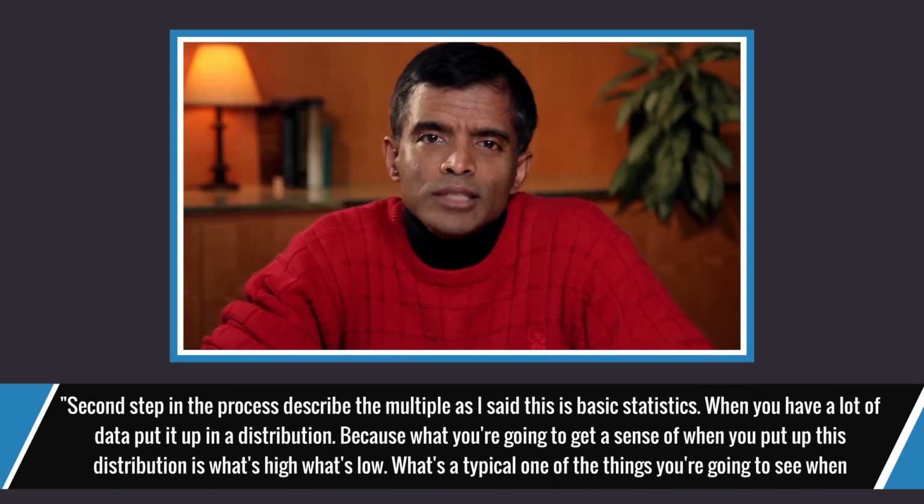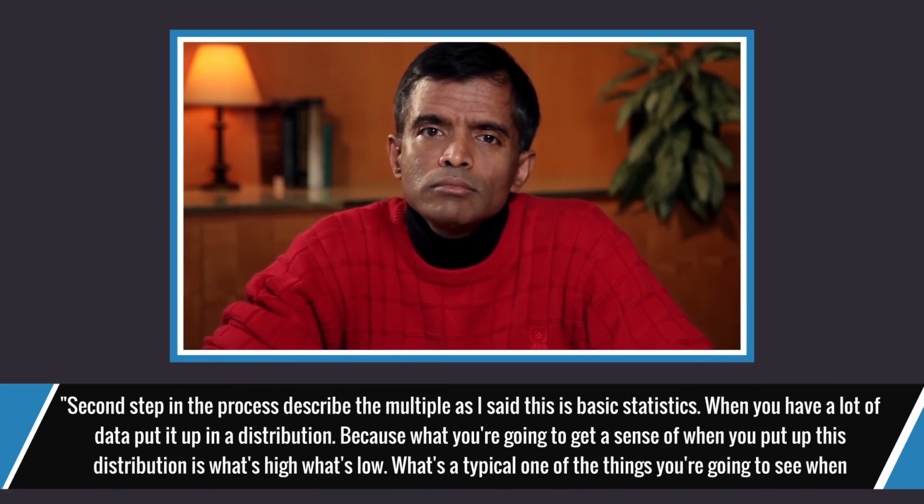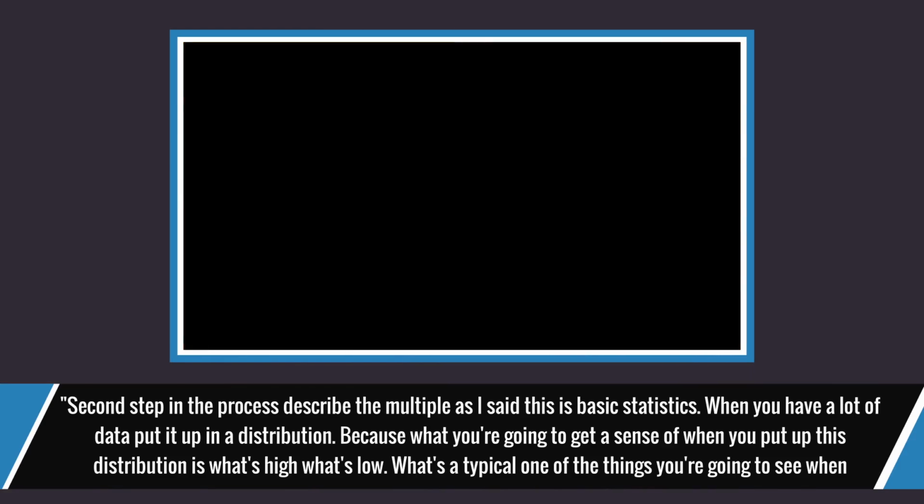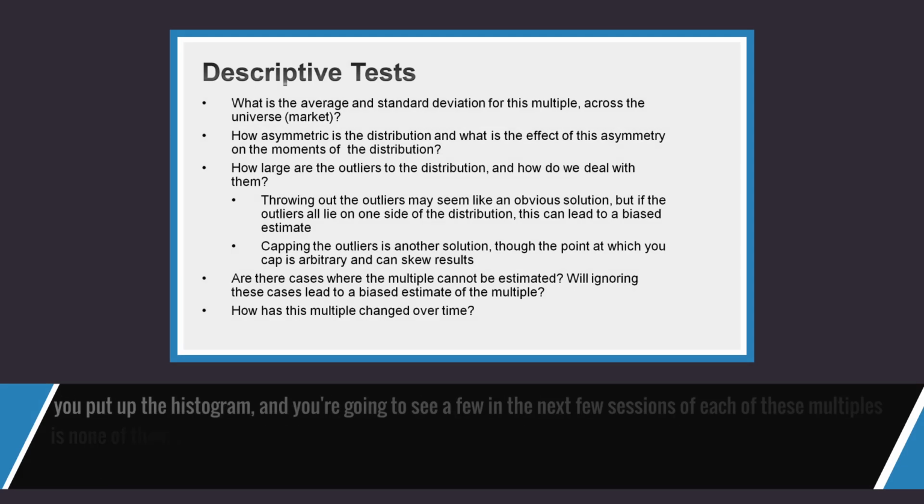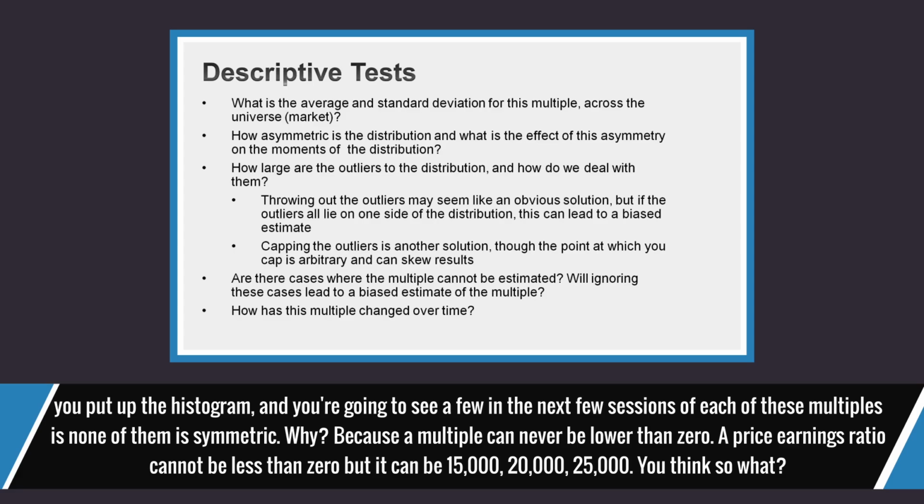As I said, this is basic statistics. When you have a lot of data, put it up in a distribution. Because what you're going to get a sense of when you put up this distribution is what's high, what's low, what's typical. One of the things you're going to see when you put up the histogram, and you're going to see a few in the next few sessions of each of these multiples, is none of them is symmetric. Why? Because a multiple can never be lower than 0. A price-earnings ratio cannot be less than 0. But it can be 15,000, 20,000, 25,000.